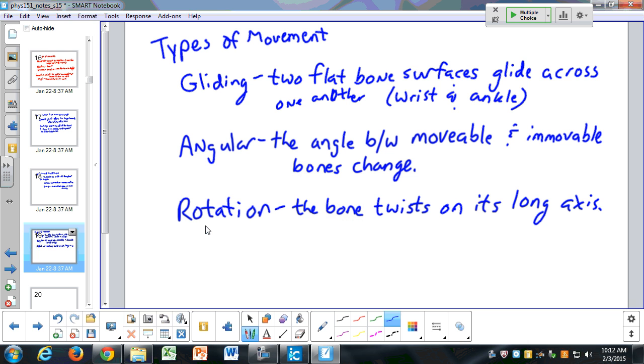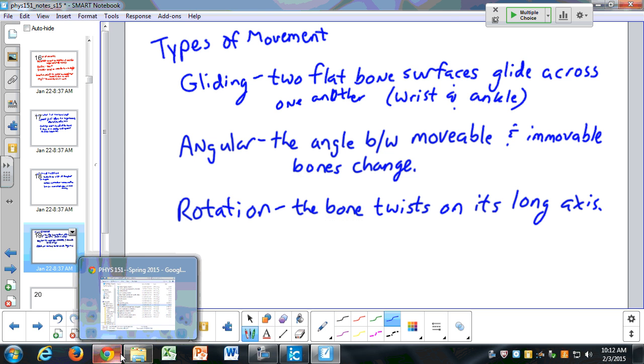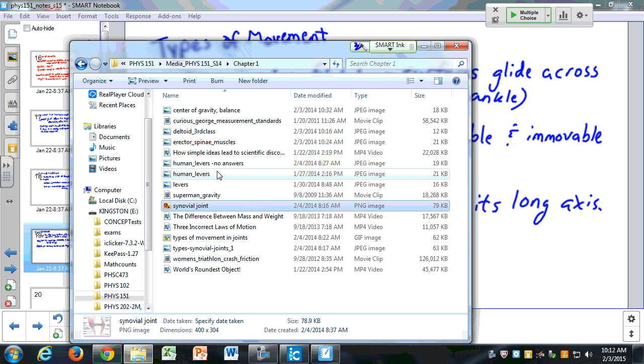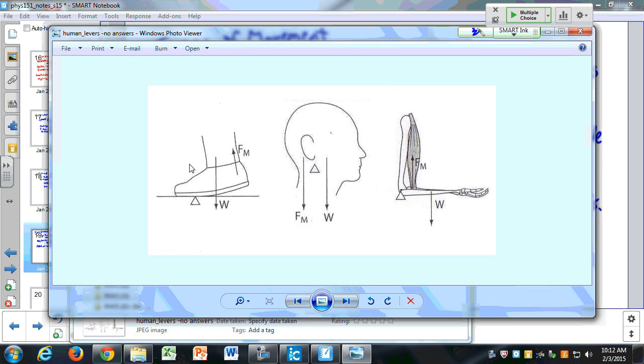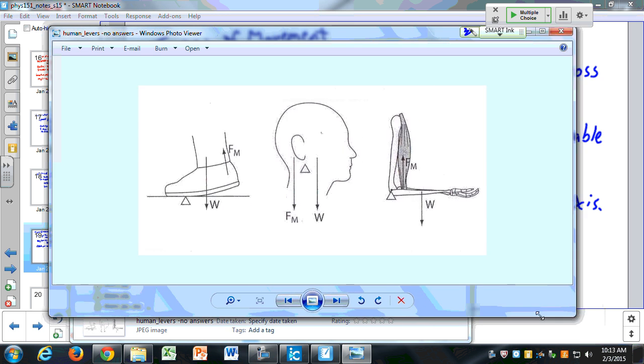All right. I want to do one more thing before I hand that back. We're going to identify some levers in the body. Remember our 3 classes of levers. I'll pull it back up again, but these are 3 levers that are in the human body.